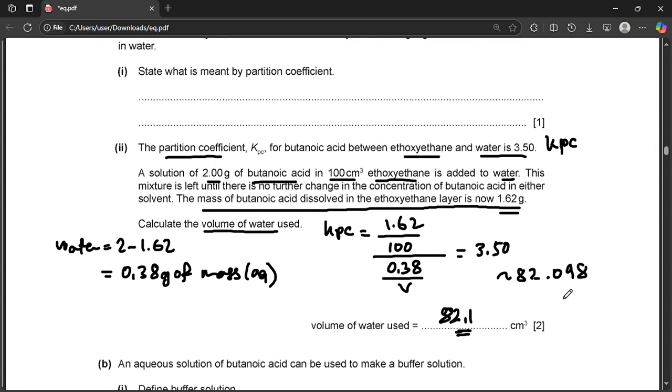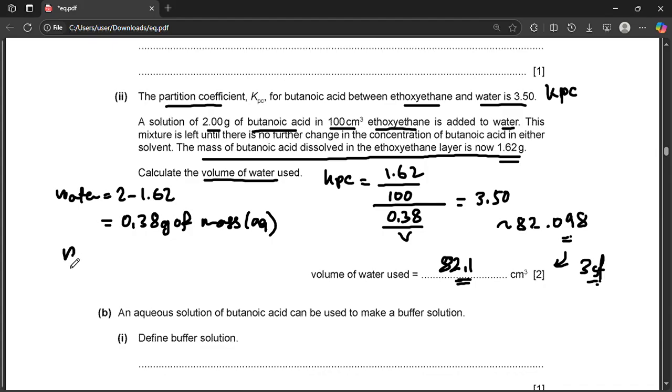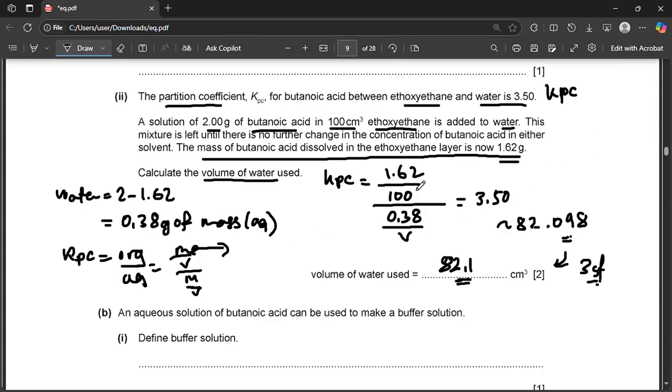The answer is actually 82.098, but it's much better to give it to 3 significant figures, because you can't be sure what the marking scheme will have, but normally they make sure that the answer is in 3 significant figures. And yeah, this is an easy way. All you have to remember is KPC equals organic over aqueous, mass over V, and try to make an equation for the mass. Other than that, the rest of the steps are very simple, as they normally give it to you in the question. And that's how you solve partition coefficient questions in A-level chemistry.